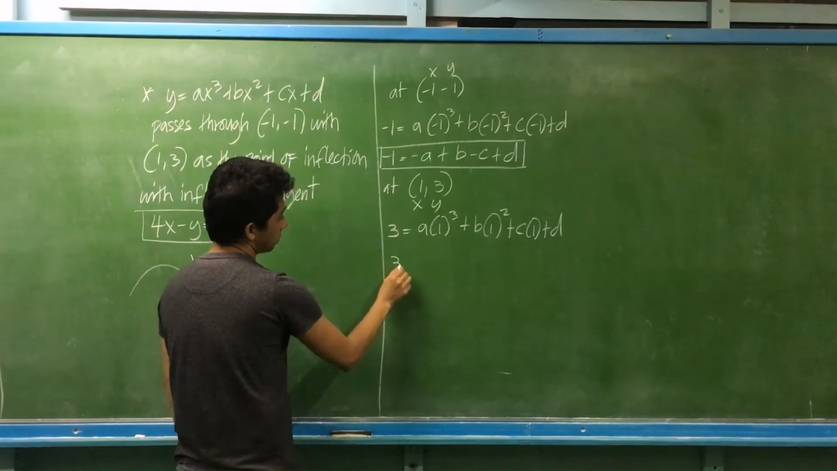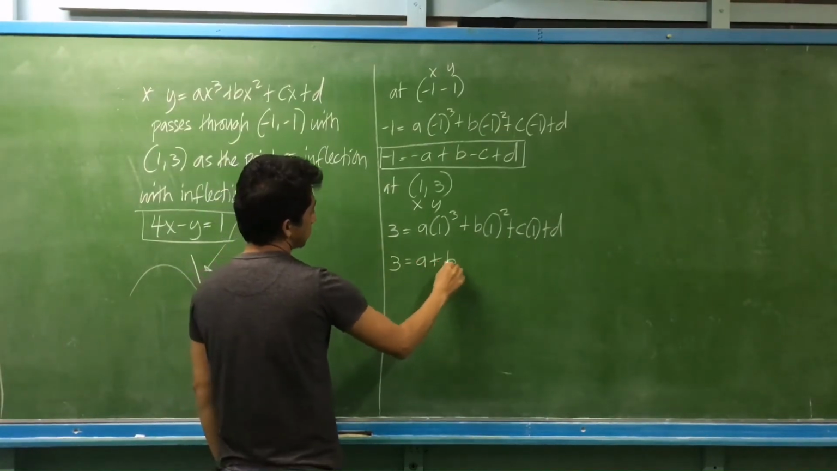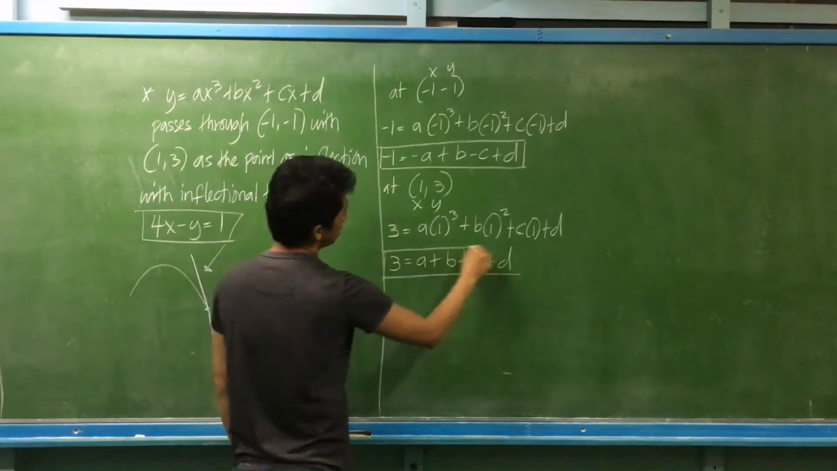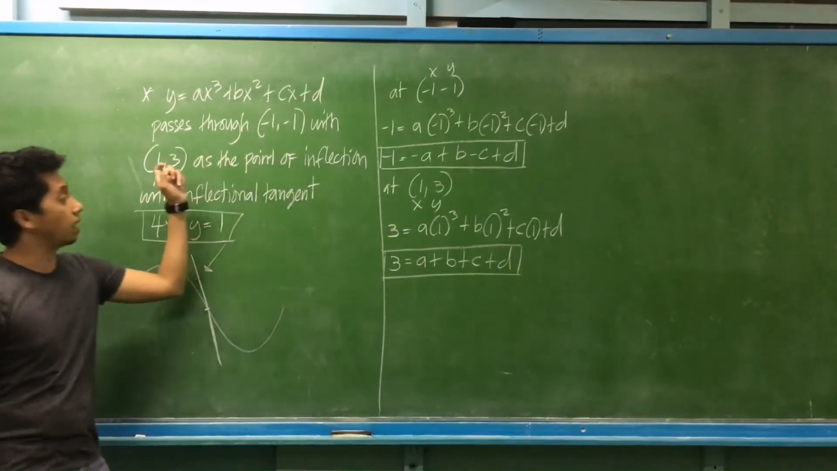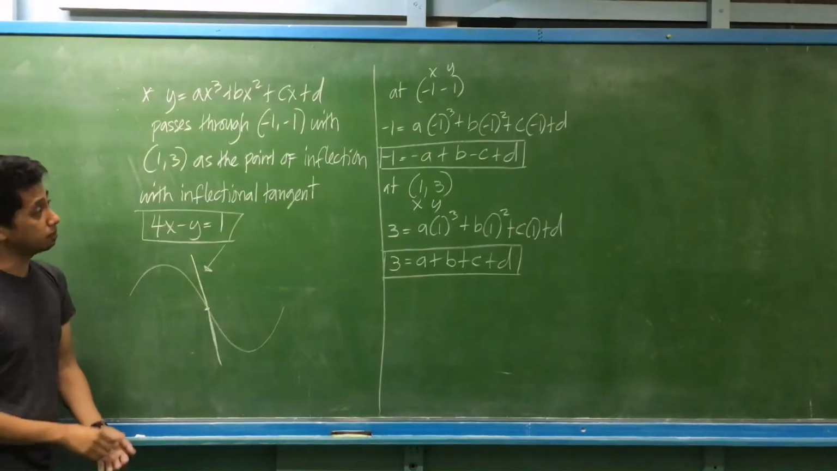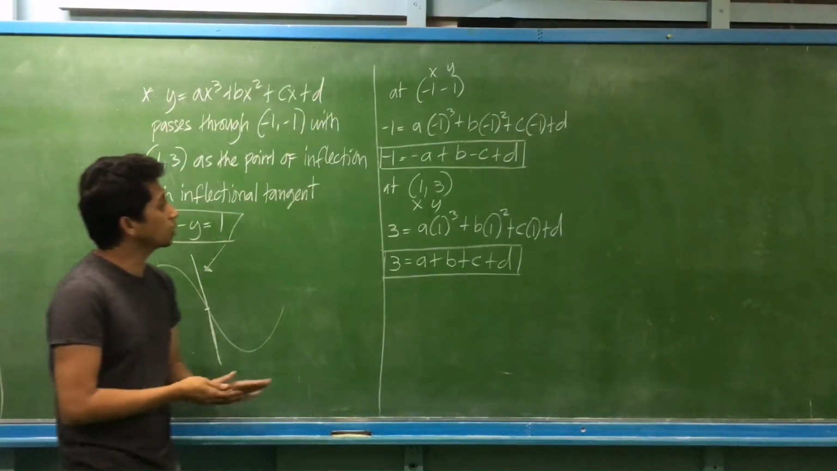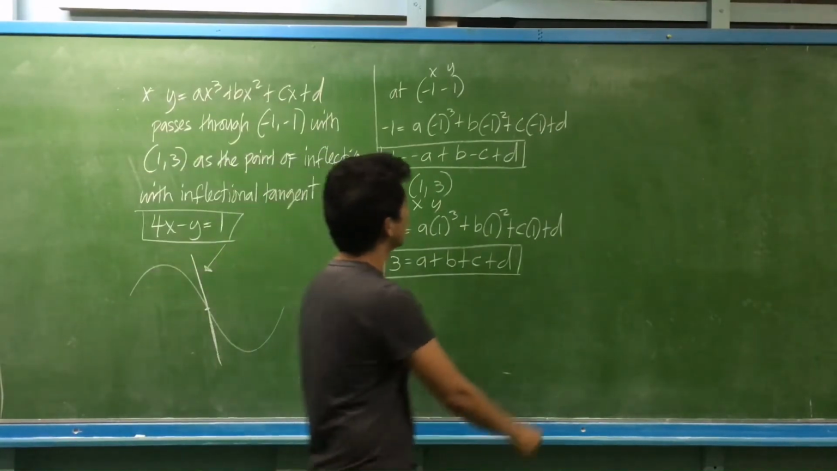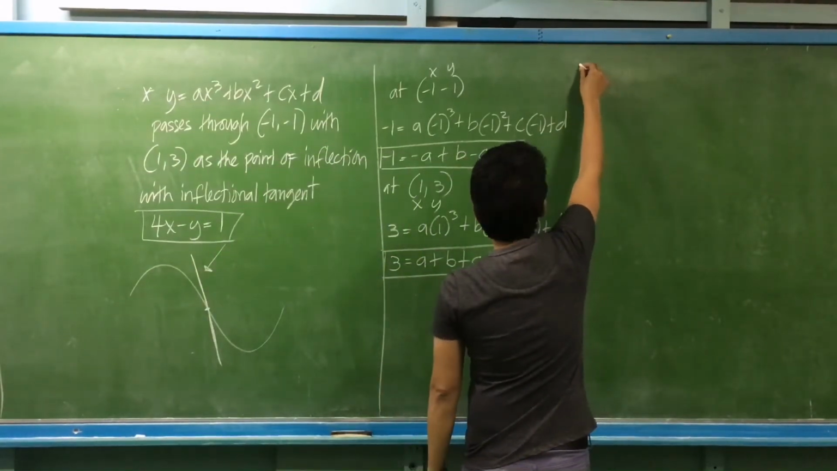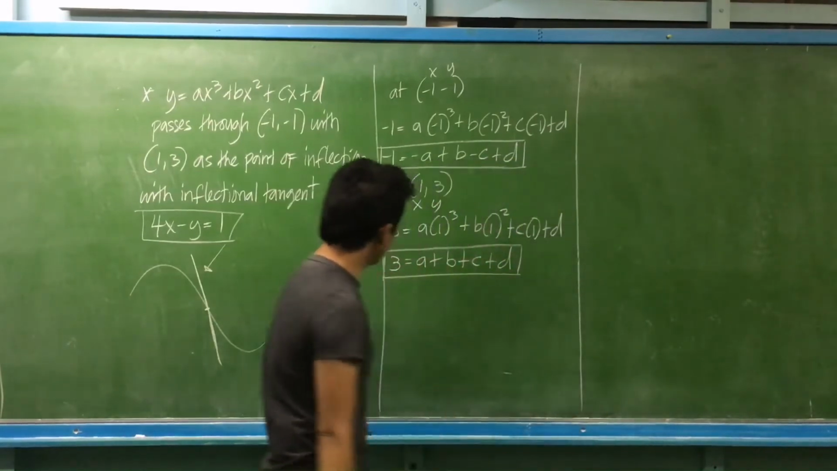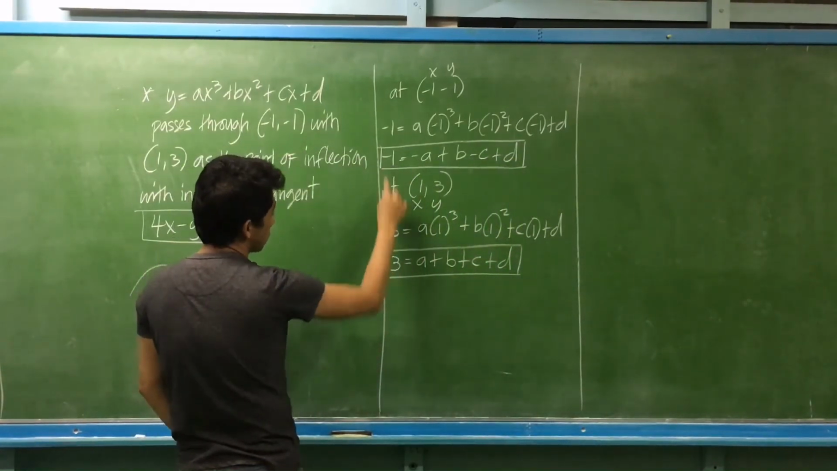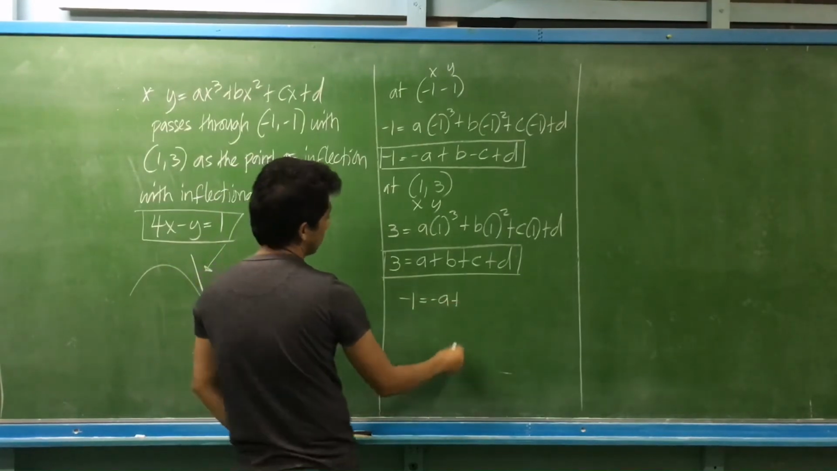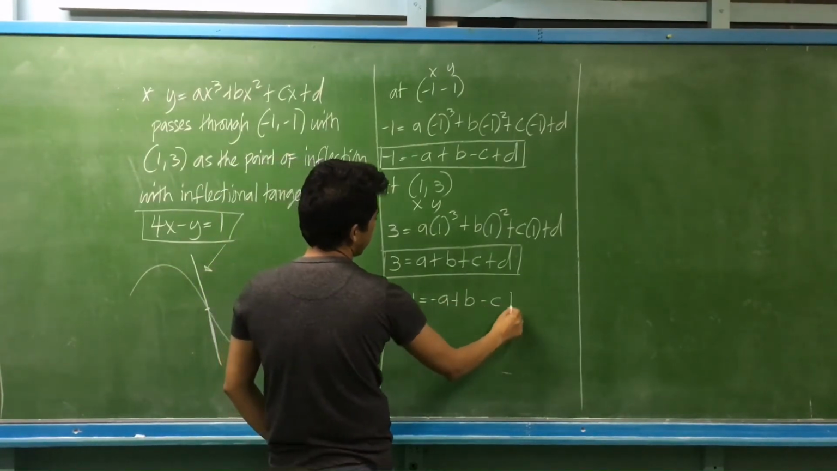If the equivalent now is 3 equal to a plus b plus c plus d, that will be the second equation. Coming from this, another point of the curve. Maybe we can eliminate two unknowns using these first two equations. So, pwede kong gawin dito, we have negative 1 equal to negative a plus b minus c plus d.